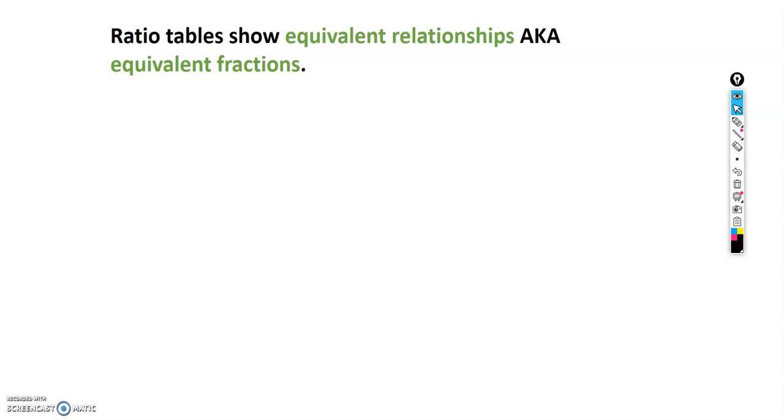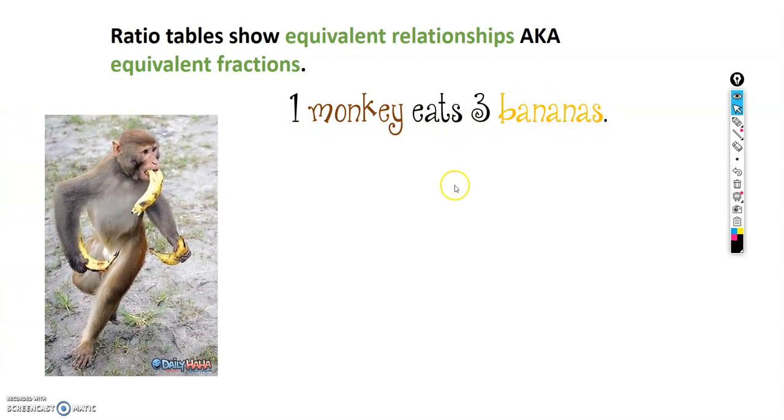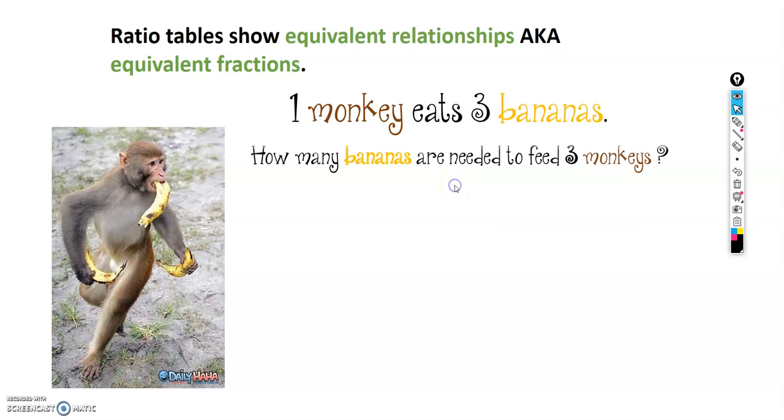Ratio tables help to show equivalent relationships. So in our notes, we're writing down equivalent relationships, and we should know that these are ratios that are the same, also known as equivalent fractions. For example, 1 monkey eats 3 bananas. This would be a ratio relationship here. For every 1 monkey, there are 3 bananas. And there he is, isn't he cute?